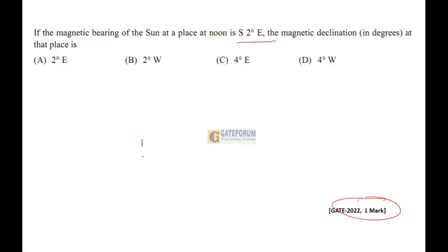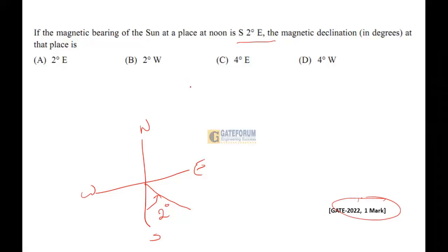So if you take the meridian, this is north, this is south, and this is the east and west direction. And it is saying south east. So this is the bearing angle or magnetic bearing, that is 2 degrees, from south to east, that is anti-clockwise direction. He is asking to find the magnetic declination at the place.